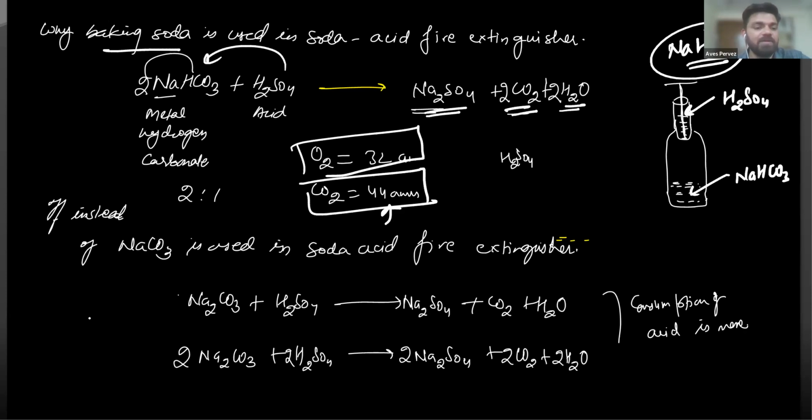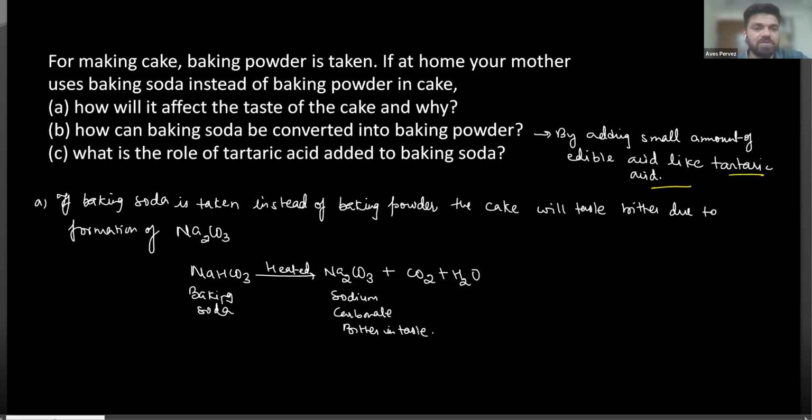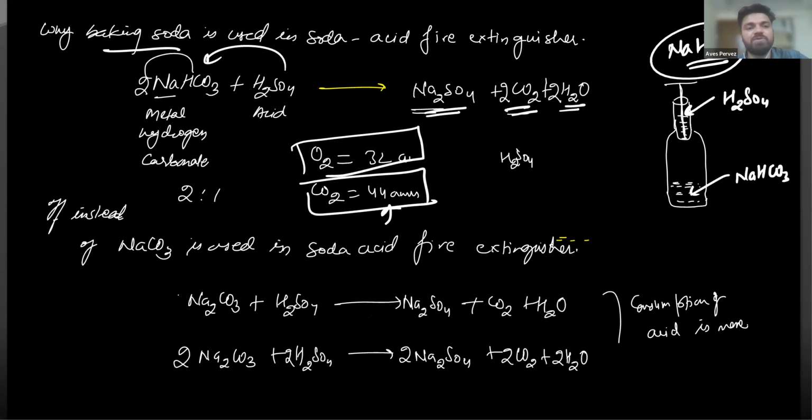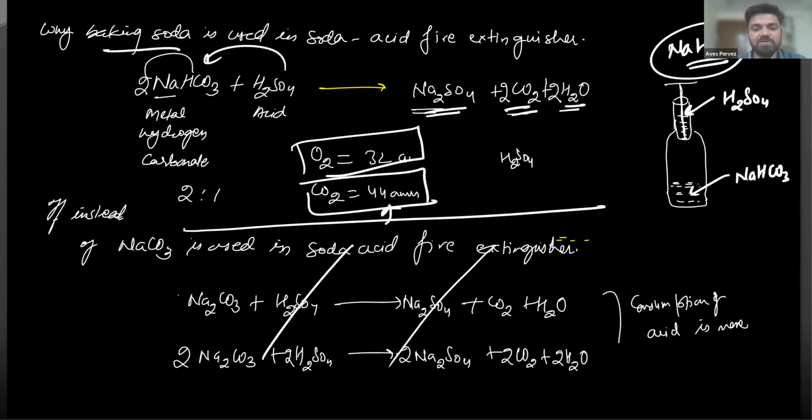Okay, note this reaction and why it is used. Note why baking soda is used in the soda acid fire extinguisher. Note these equations and write them down, simply write the hints only. Till here you have to write, don't write this. And write: on reaction with acid, it produces carbon dioxide, which will help in the extinguishing of fire.